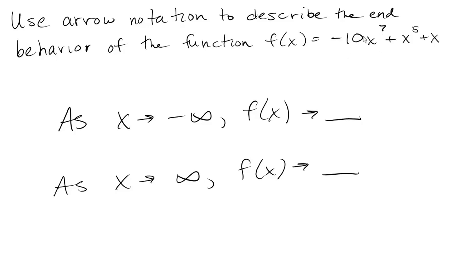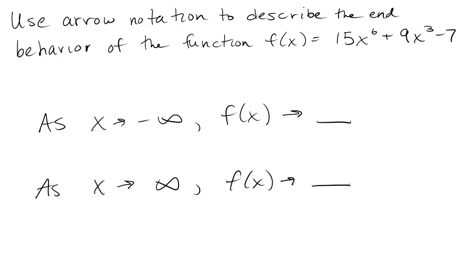I notice that the leading term has a negative leading coefficient, a sub n is less than 0, and the degree is odd, n is odd. My reference graph for that is the negation of x cubed. It points up as you go to the left. So as x goes to negative infinity, f of x goes to infinity. And it points down as you go to the right. As x goes to infinity, f of x goes to negative infinity.